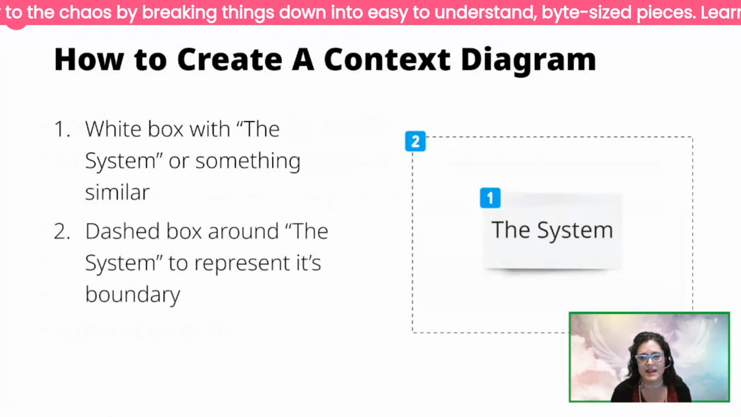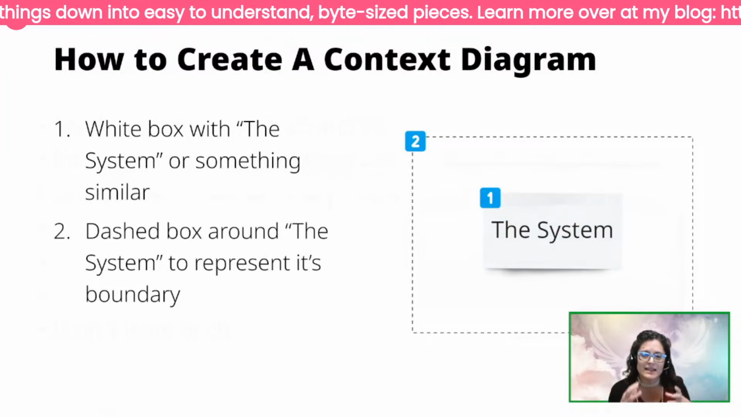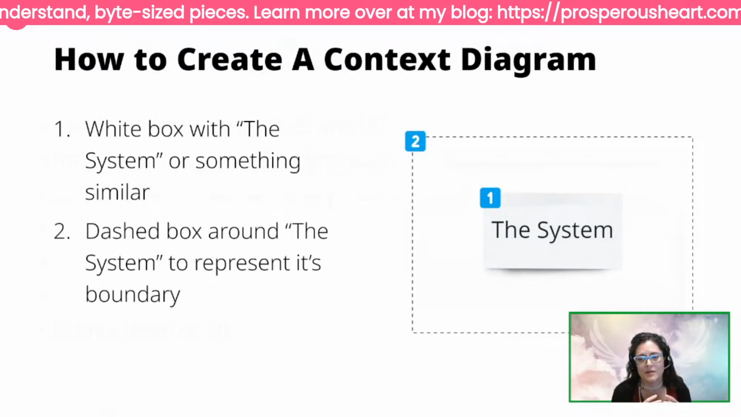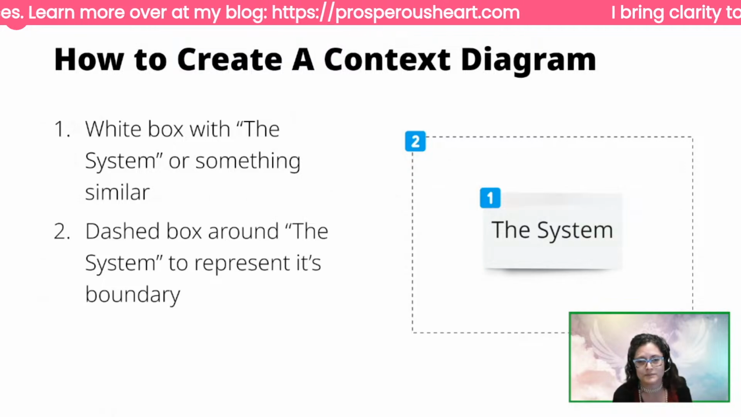So the system then has a dash line around it, and this is your boundary. Everything inside of your boundary, the system has control over. It can make changes to it. Everything outside the boundary is outside of that control.